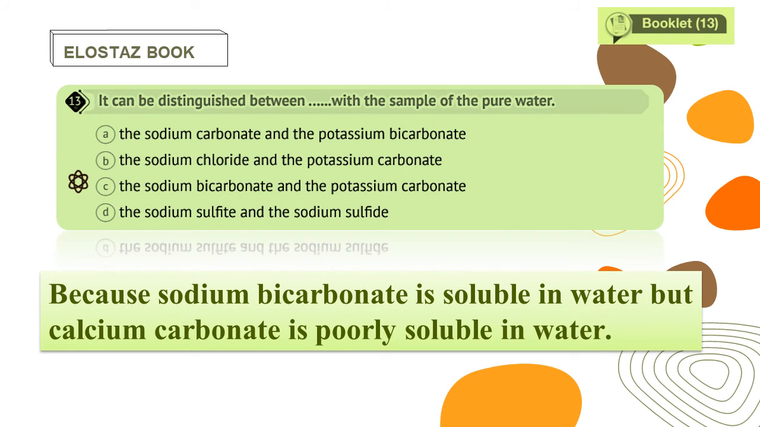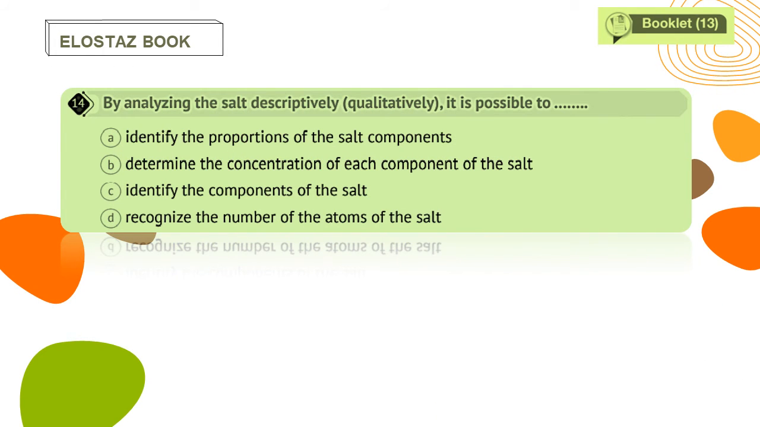And the last one here, we have sodium sulfide. I think it's easily soluble, and sodium sulfide is also soluble. We can't distinguish between them using water, so the right answer here will be sodium bicarbonate and calcium carbonate, letter C. Okay, let's go into question 14. Question 14 says that by analyzing the salt qualitatively, it's possible to.